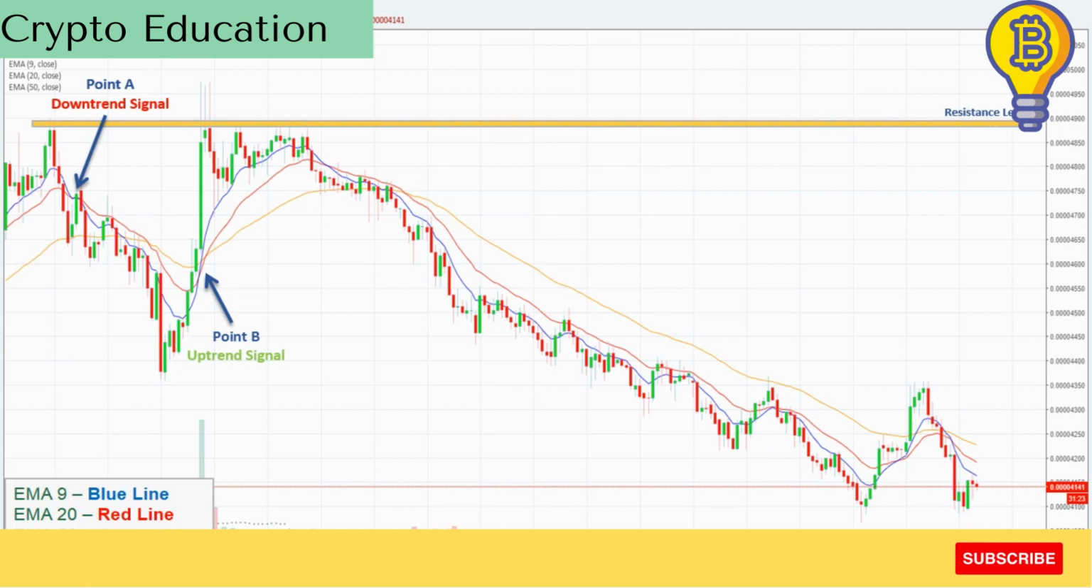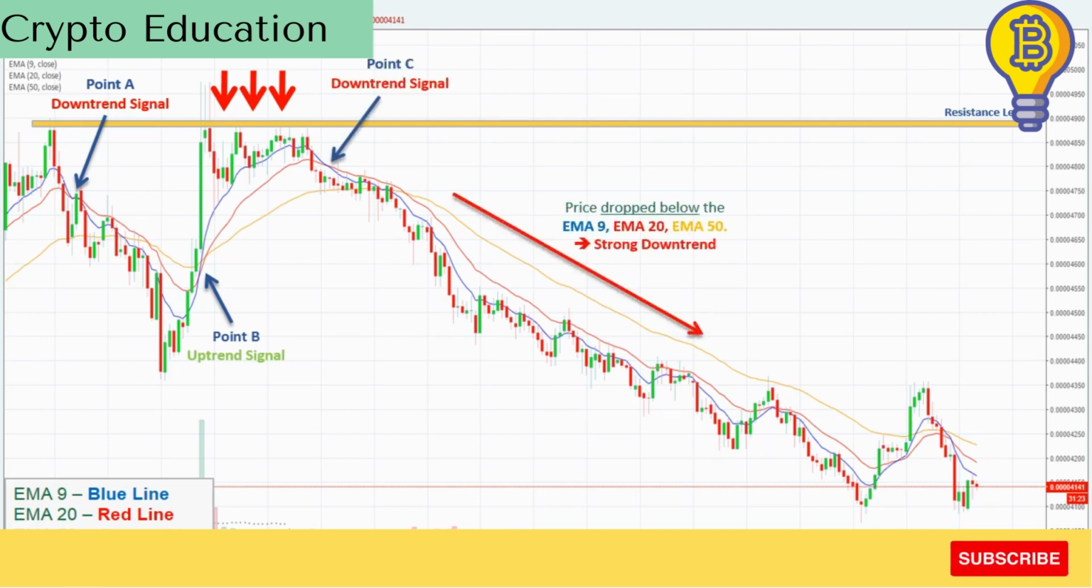As you can see, the resistance level stopped the price from rising up many times, so we could guess that the trend would likely reverse soon. The price started to drop when the EMA 9 crossed below the EMA 20 at point C. When the price fell below the EMA 50 and EMA 50 was above the blue and red lines, we could consider this a strong downtrend.